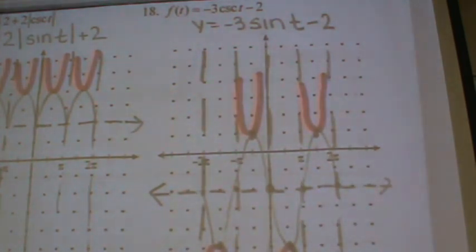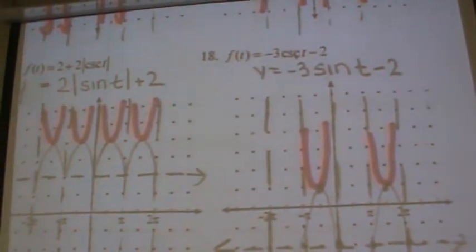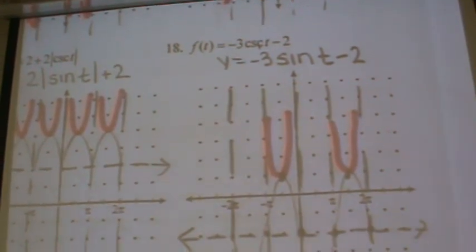Hold on. Now, you have to do 1 through 9, so that's the second half of the homework. You can do that off. Ready?